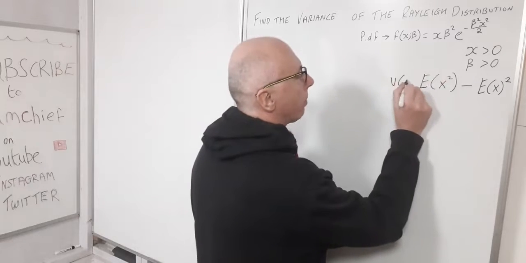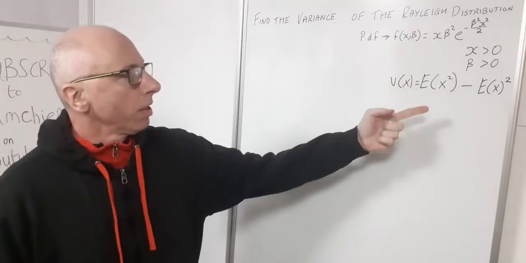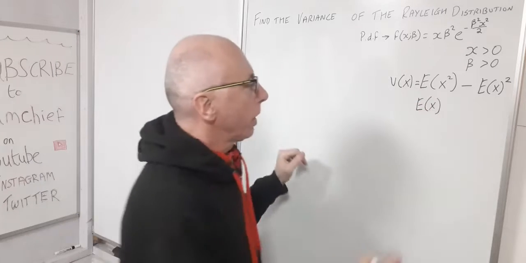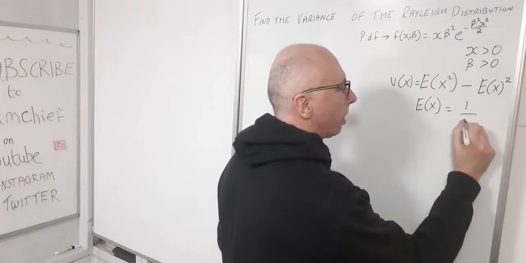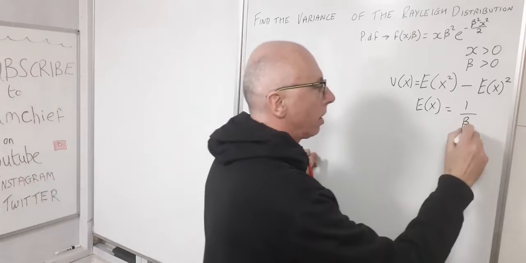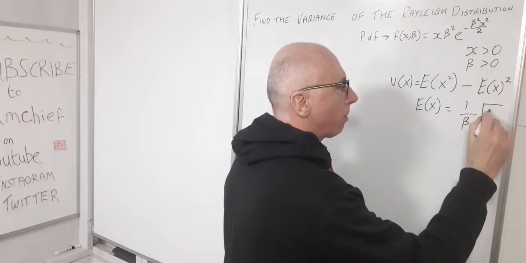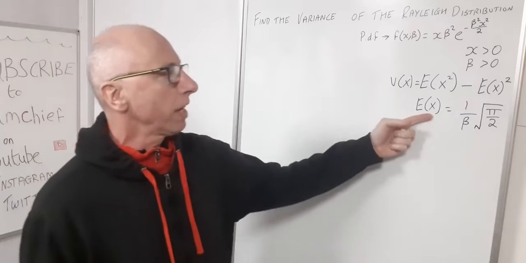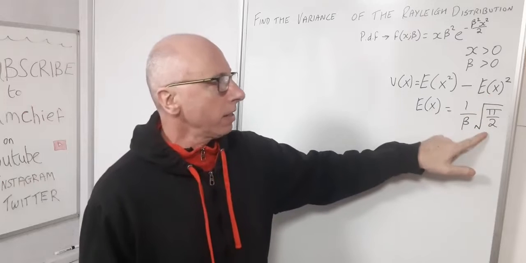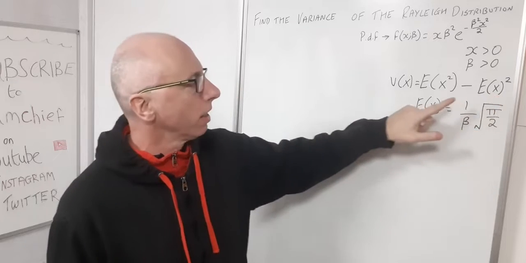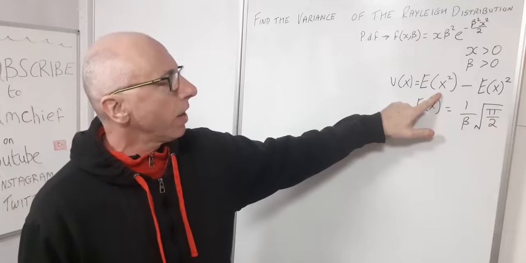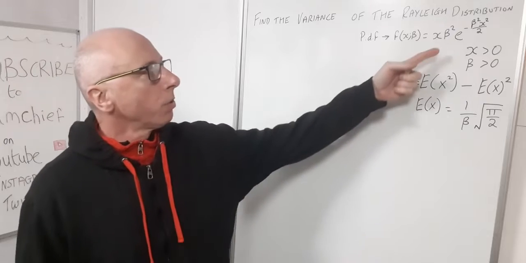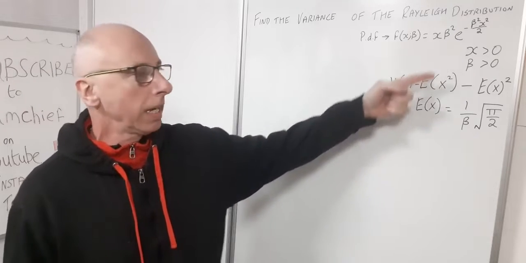So just to note, this is the variance. Now the mean, that's E of x. In the last video we calculated that as 1 over the scale parameter beta multiplied by the square root of pi over 2. That was our result for E of x. If we just square this, that's going to give us our E of x squared, but we need to calculate this E of x squared. The way we can calculate that is through integration of this PDF.